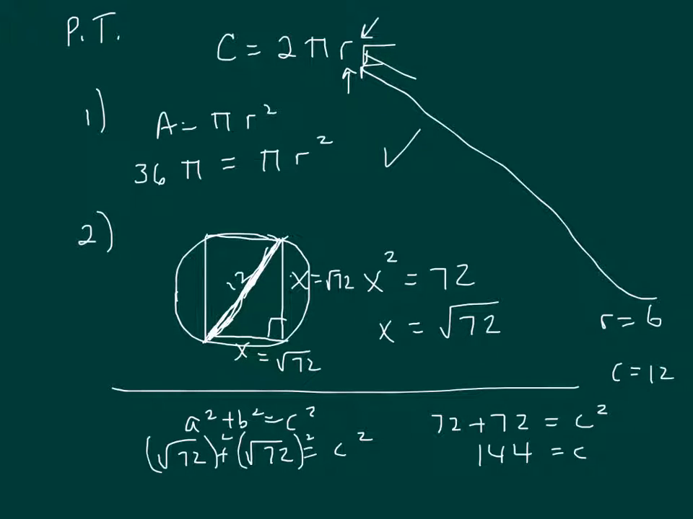But you wouldn't have to do any of this bottom work. You would know, you just tell by looking, that yes, you could find a circumference. So both clues work independently, so your answer would be D. Each statement alone is sufficient.